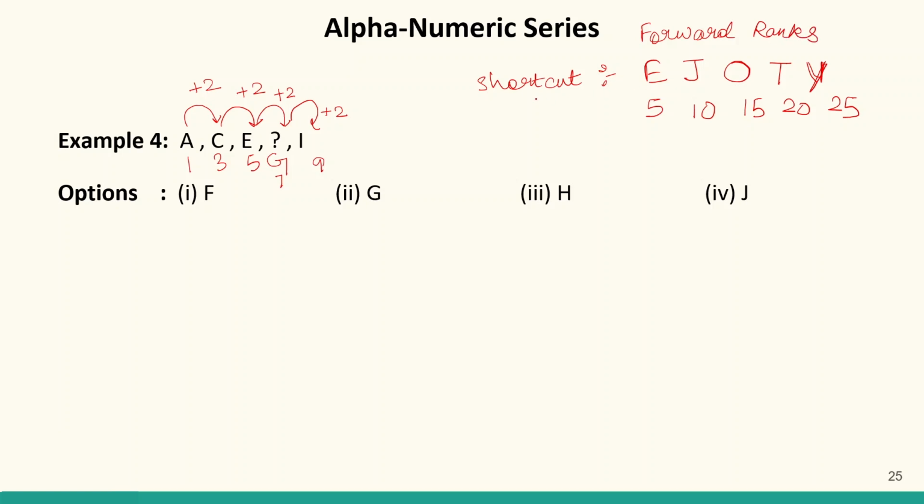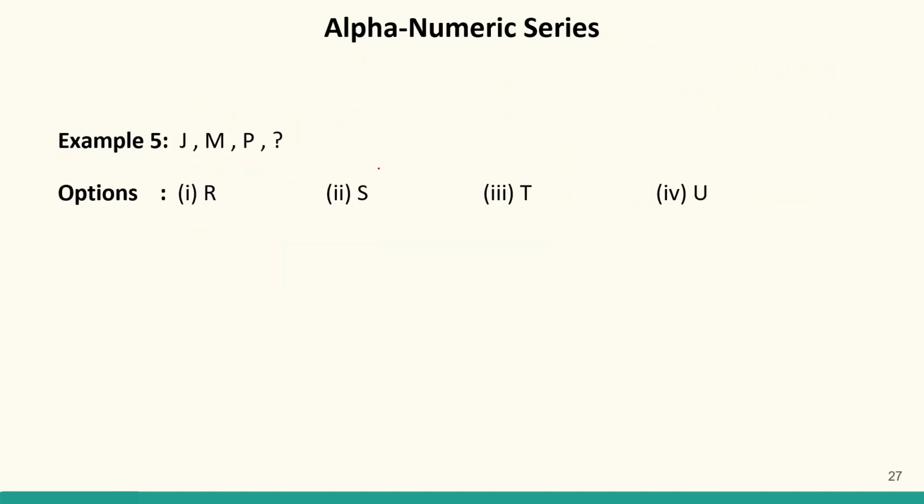Okay, so you can either follow this shortcut, or if you have the option to write it down, you can write it down somewhere, or you can also count on your fingers. Like I said, A, then B, then C, increment of 2, then D, then E, increment of 2, F, G, similarly H, I. So you can use your fingers, you can use the shortcut, or you can write it down, or you can also remember the ranks if you can. So the answer to this question will be option 2, G.